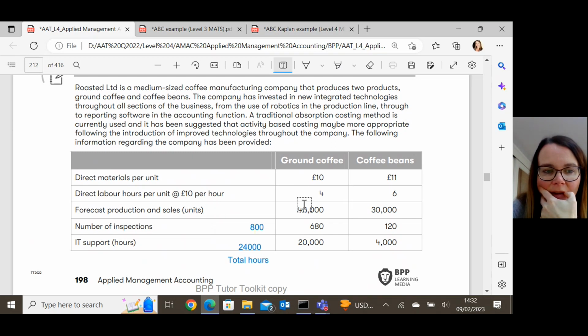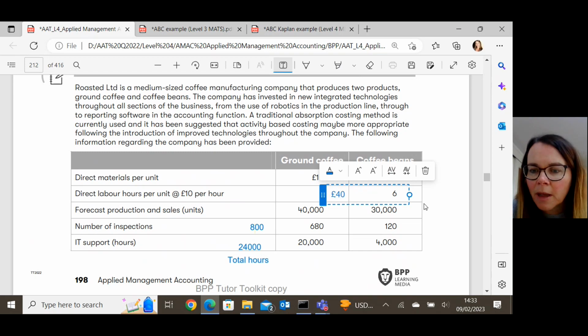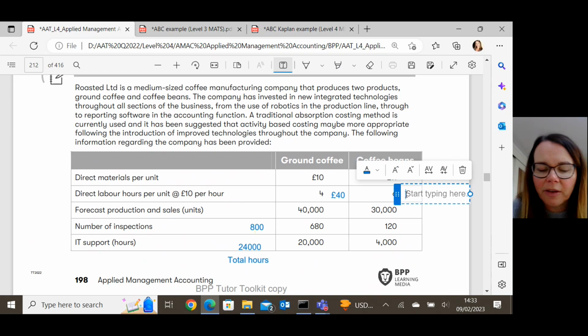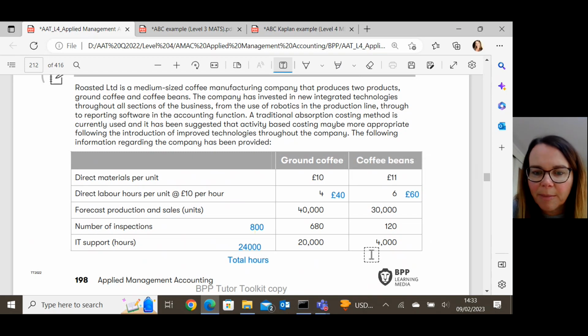So ground coffee, direct materials per unit, direct labour hours per unit at £10 per hour. Right, so we're saying 4 hours per unit. So I think that means the actual number of hours. So it's going to cost us £40. Just jot that down. And then we've got 6 hours here. So that's presumably going to cost us £60.